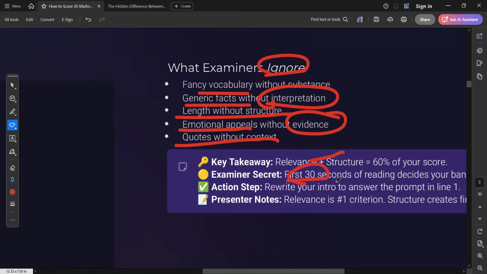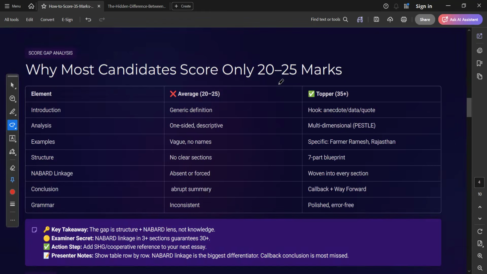First 30 seconds would decide the marks that you're going to get. Why do most candidates score only 20 to 25? Let us discuss that. Introduction has to be there, but they end up writing a generic definition. If I am saying climate financing, they will write, what is climate financing? That's it. There's no impact. But a topper would put a hook. He will start with some anecdote.